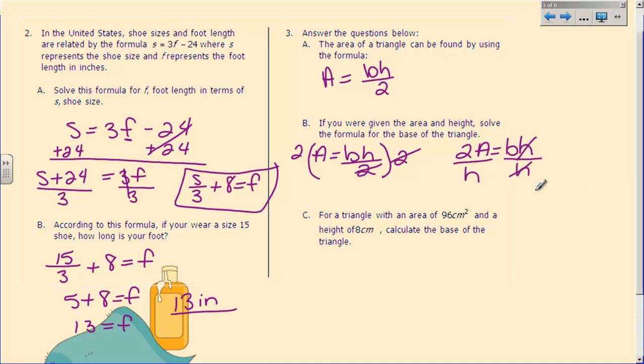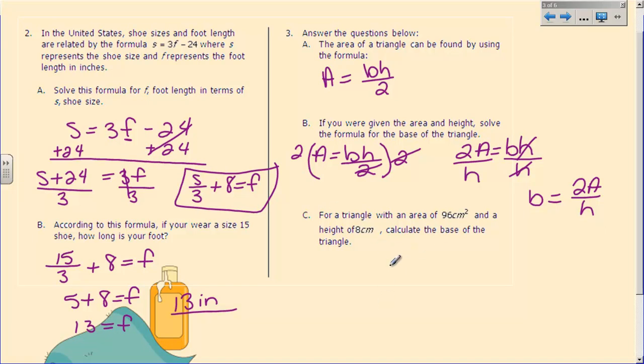And so B all by itself is 2 times the area divided by the height. That's what they were asking for. So if I knew the area and the height and wanted the base, this is what I would have to do. I would have to use this, and you probably wouldn't start here. You would probably plug the numbers into here and then do all of this algebra. But it's the same thing minus the numbers plugged in.